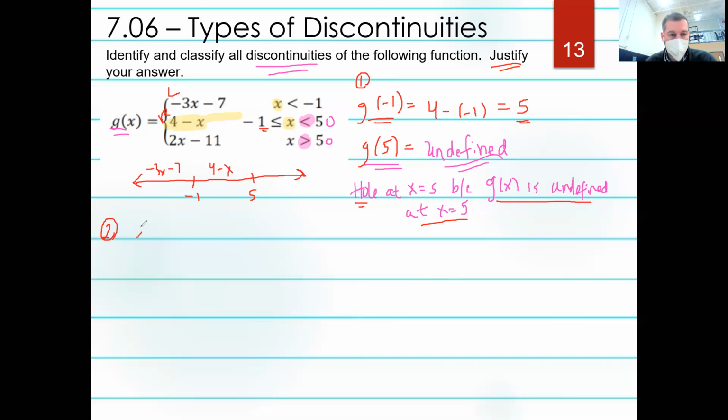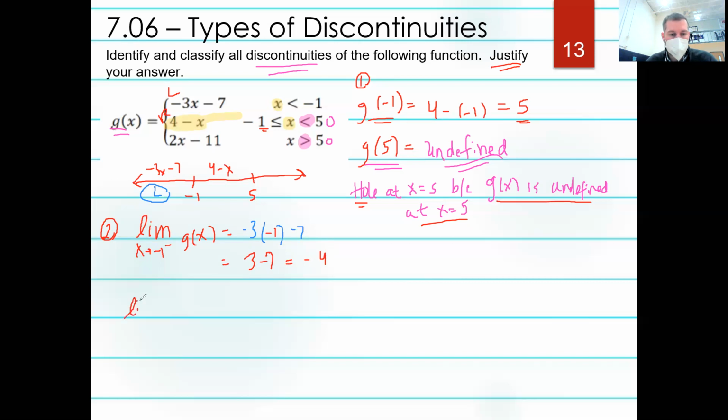So when I'm talking about the left-sided limit of g of x, what I'm going to be plugging in here is this -3x minus 7. And I'm just going to plug in that -1 there. Okay, and in this case, -3 times -1 is +3, minus 7 equals -4. We found the left-sided limit.